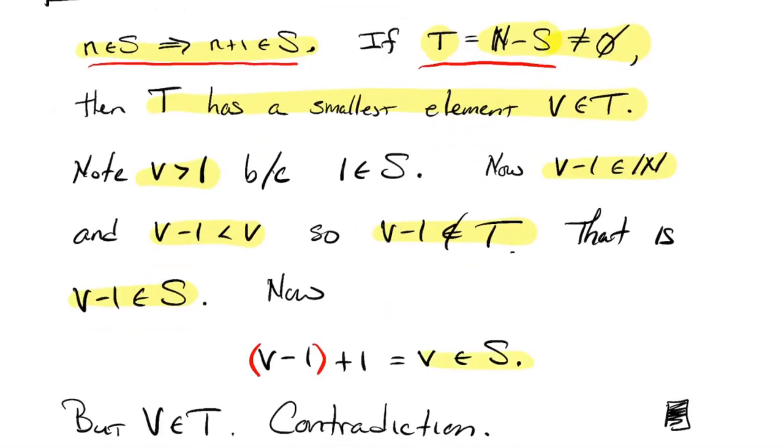But now we're in a contradiction space, because I'm saying that the number V is in T, the complement of S, but the number V is also in S. Well, no number is in S and its complement, right? So that's our contradiction. So that proves the theorem.